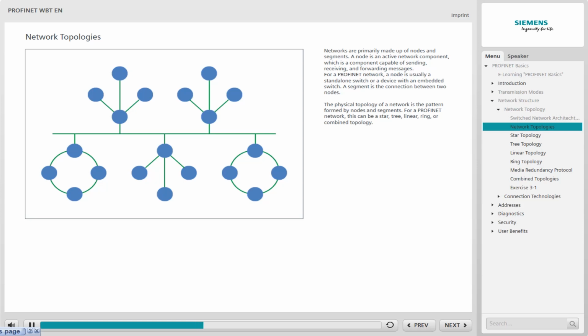The physical topology of a network is the pattern formed by nodes and segments. For a PROFINET network, this can be a star, tree, linear, ring, or combined topology. No single topology is best for all applications, so careful consideration should be given when choosing the specific topology for a network or a portion of a network. Keep in mind that the physical topology is separate from the logical pattern of communication between devices on a network. For PROFINET, this logical pattern is point-to-point.